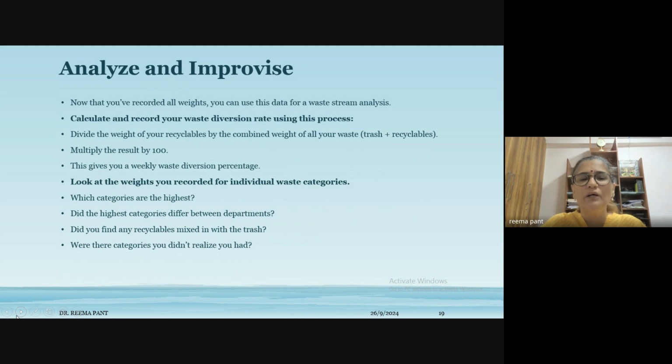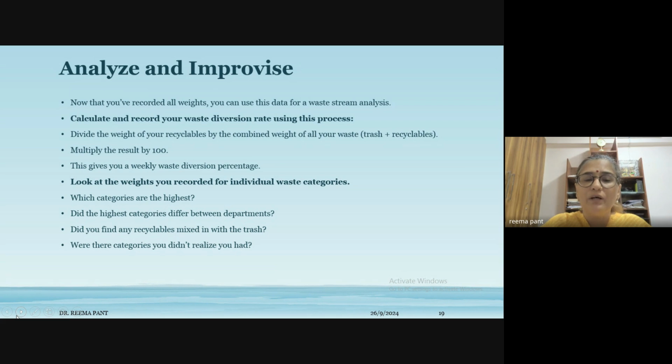So first you take the combined weight of all the non-recyclable and the recyclable waste. You divide the weight of your recyclables only by this total of trash and recyclables. And then you multiply it by 100, and that will give you the waste diversion percentage. It means how much waste you need to remove as recyclable and give away per week.